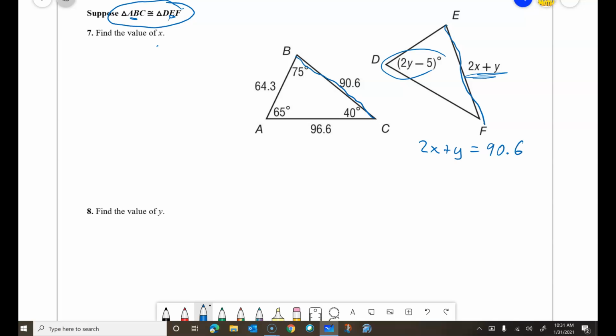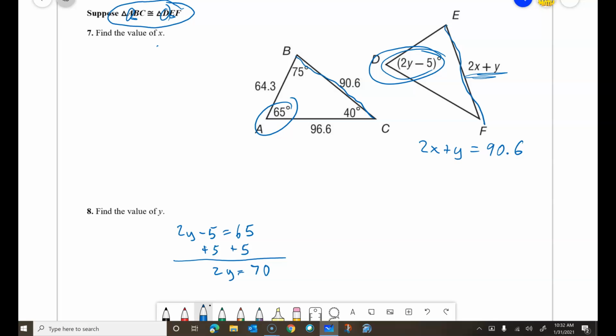Well, I can't solve that. So I'm going to come over here to D. Who does D match up with? D should match up with A. So this is going to be a solvable situation here. 2y minus 5 equals 65. We can solve that. I'm going to add 5 to both sides. So I have 2y equals 70, and then divide by 2. So y equals 35. Okay, so we do that first, and now we can go back and solve for x.